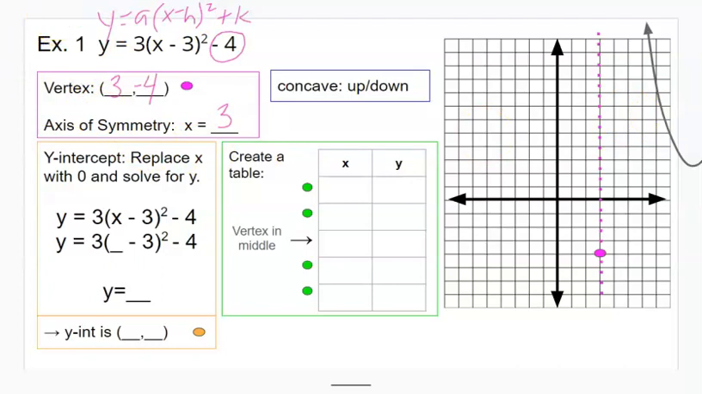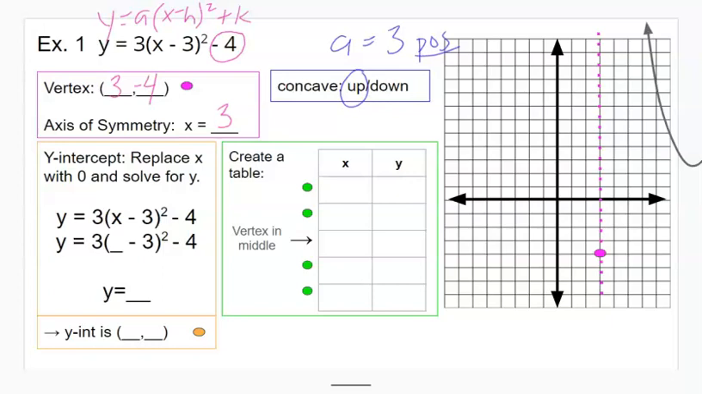The next question, concave up or down. That concave up or down comes from the a value. Is the a value positive or negative? The a value is 3, which is positive. So it's going to be concave up. It's going to be an opening up U.